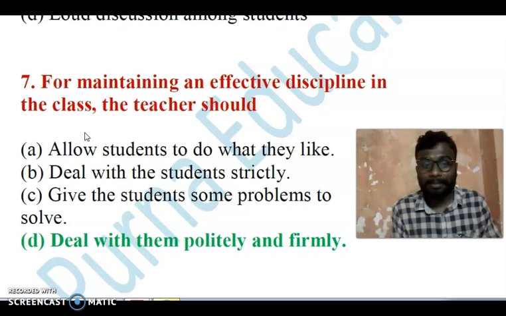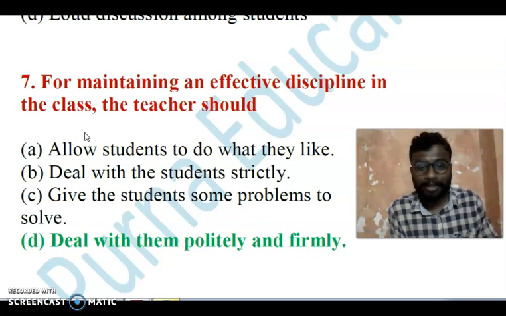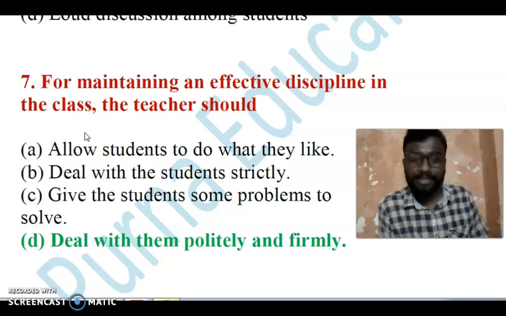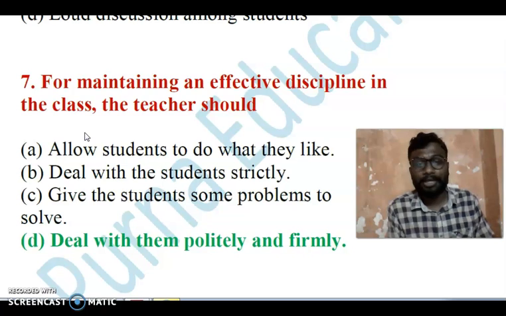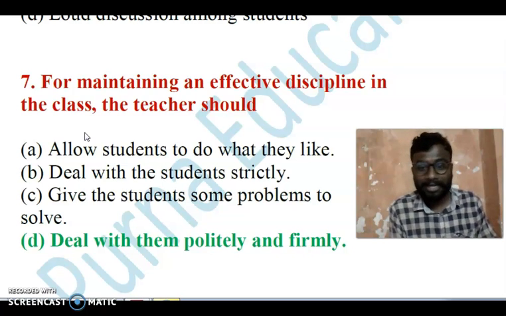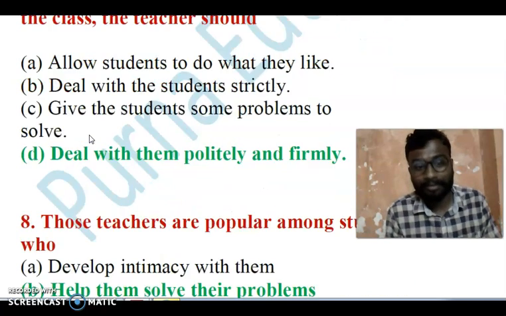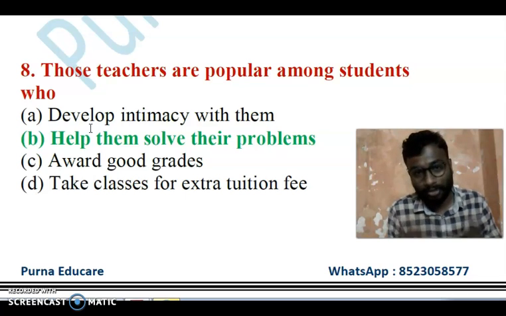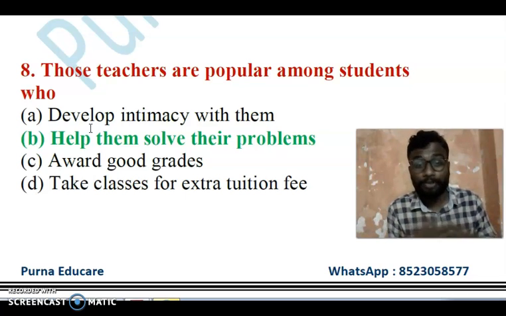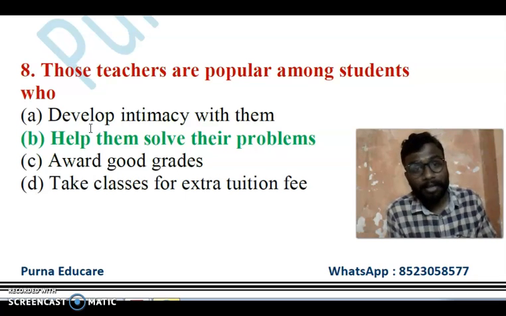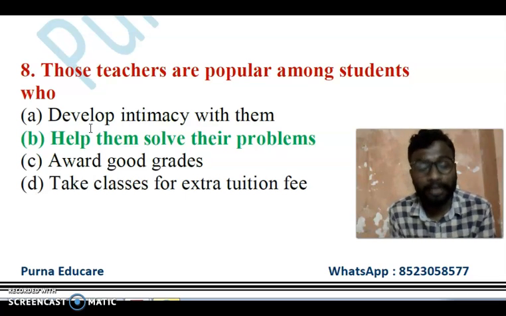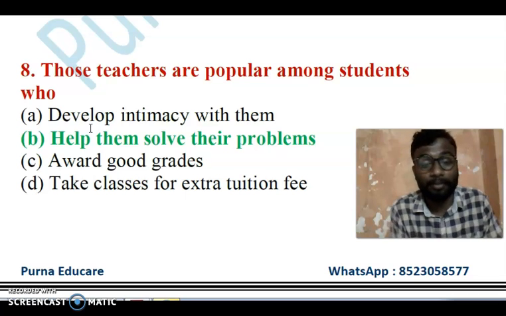For maintaining effective discipline in the class, what should the teacher do? The teacher should deal with students politely and firmly. Then automatically there is scope for maintaining effective discipline. Those teachers are popular among the students too. When the teacher helps to solve their problems, he or she becomes very popular.